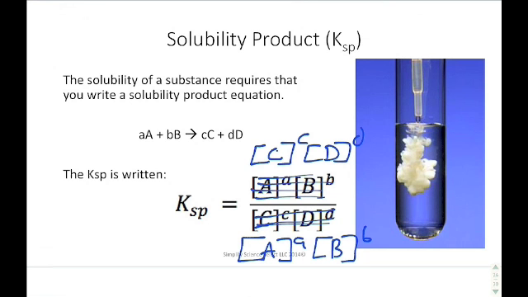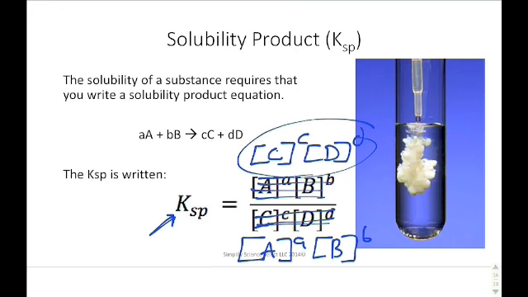What you do for a KSP expression is you take the products and divide them by the reactants, and that equals a special value called the solubility product. This is a constant value that tells you how easy it is for something to dissolve. Actually, we'll look at it a little later in acids, where we'll say the ability of an acid to dissociate. And that's really what this is.